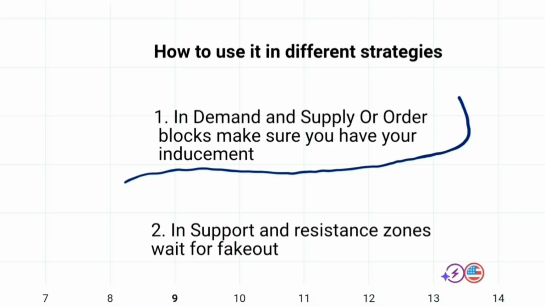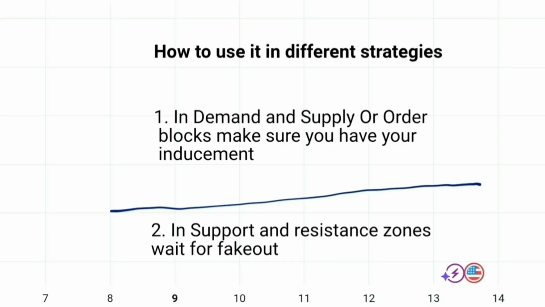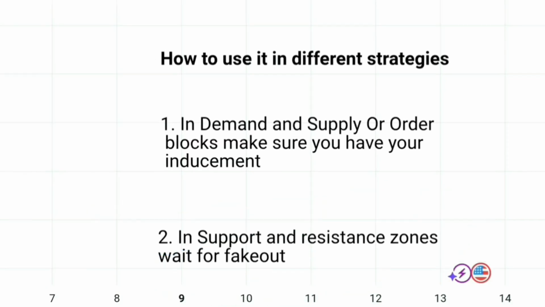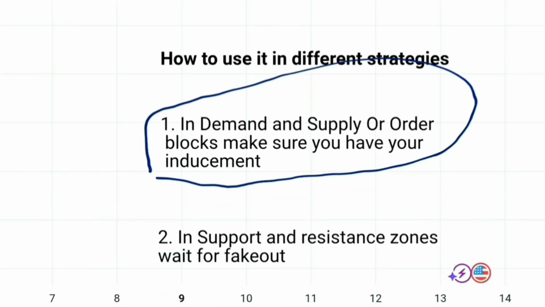So in demand and supply, you have to wait for inducements. This will help you to confirm that the bigger institutions have removed liquidity or have taken liquidity and are ready to drive the price up or lower. And the second one is how to apply it in support and resistance. Here you have to wait for takeouts. Okay, so first we are going to start with demand and supply or order block.